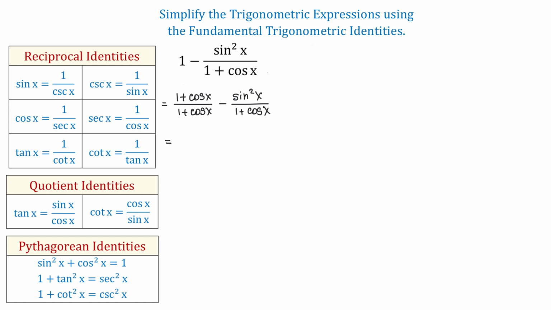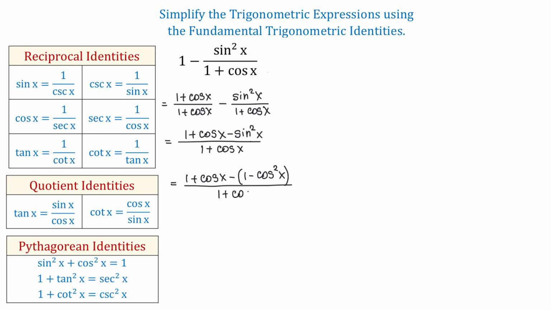Then I will write this as one fraction with the denominator of 1 plus cosine of x. Then in the numerator we will have 1 plus cosine of x minus sine squared of x. In the next step I will write sine squared of x as 1 minus cosine squared of x. Then we will have 1 plus cosine of x minus, in parentheses, 1 minus cosine squared of x. And all this over 1 plus cosine of x.